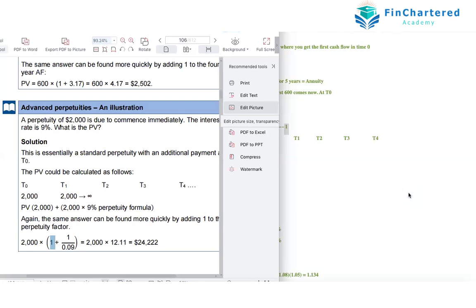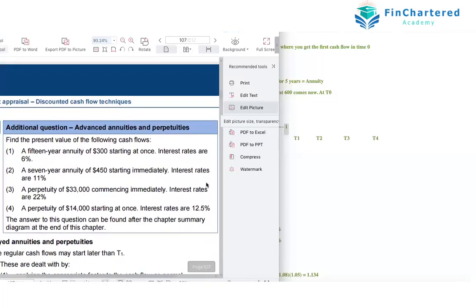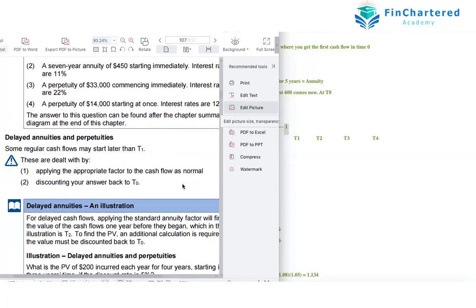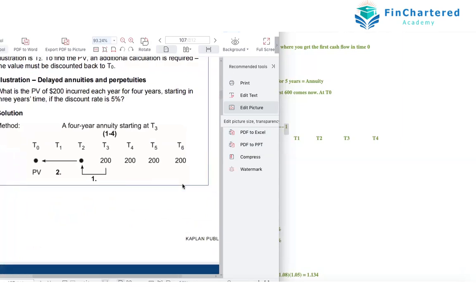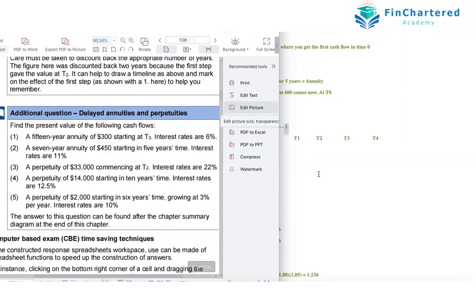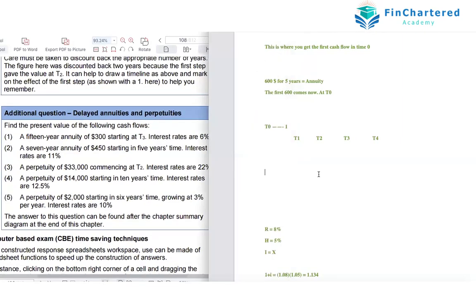Now, I think what I will do is I will first explain delayed perpetuities, not delayed annuities, because there was a sum which Osama wanted me to practice, right? The sum was in delayed perpetuities. First of all, what do I mean by a delayed perpetuity? Delayed annuity or perpetuity, whatever it is.